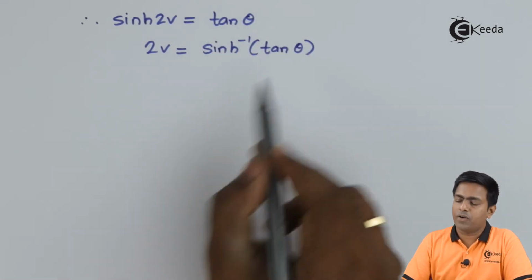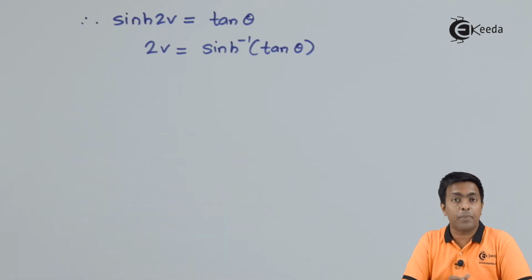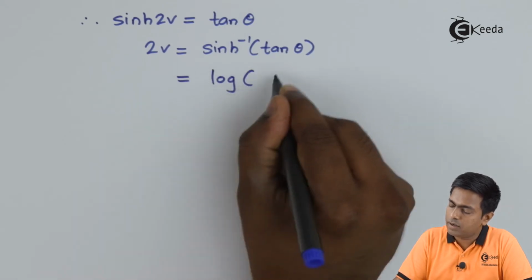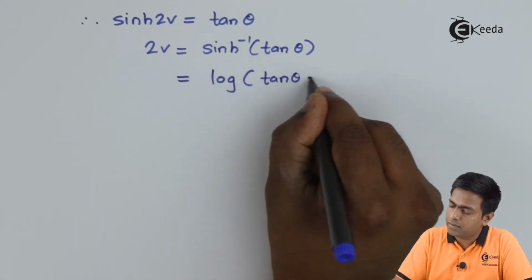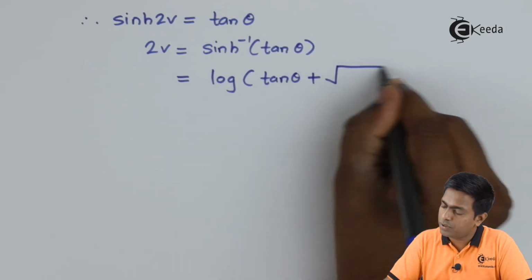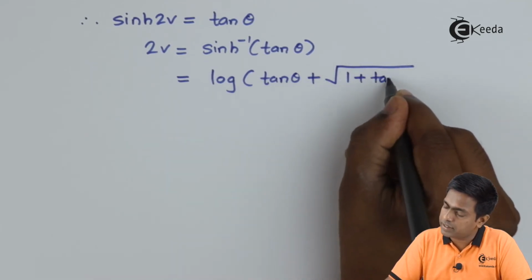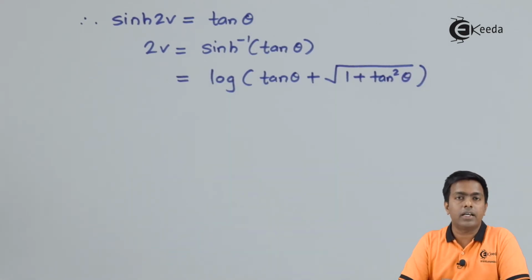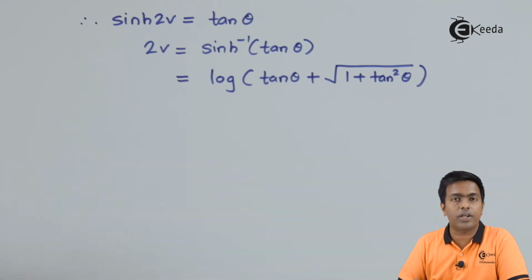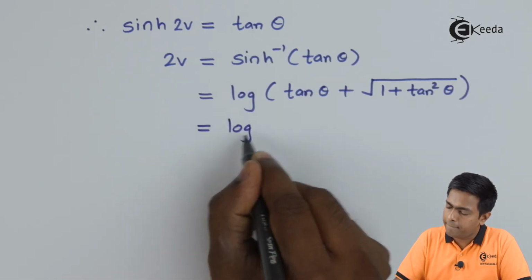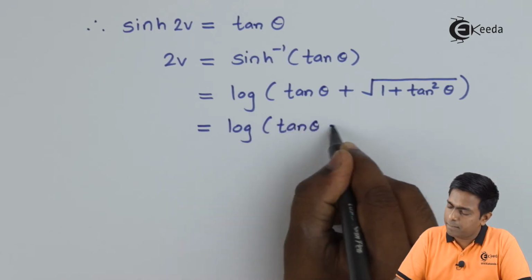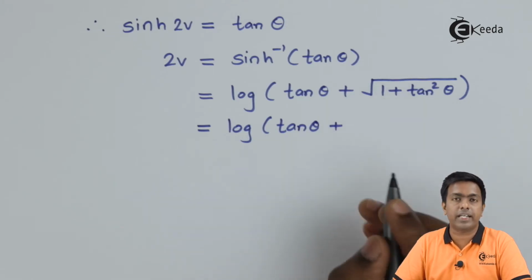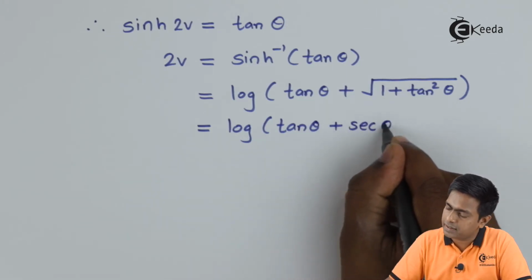Now guys, here we'll apply the formula of inverse hyperbolic function. So by that formula, we will get log of tan theta plus under root 1 plus tan square theta. Next, 1 plus tan square theta is sec square theta and root of that is sec theta. So we'll get log of tan theta plus, now 1 plus tan square theta is sec square theta and the root of sec square theta is sec theta. So here we'll get sec theta.